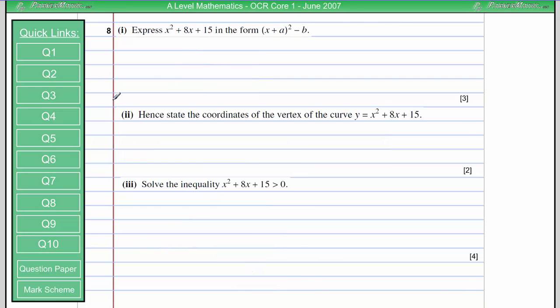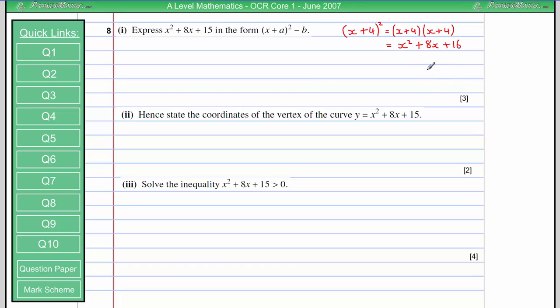Question 8, part 1. Express x squared plus 8x plus 15 in the form of a square bracket which contains x plus a, and then subtract b. Before I start this, I'm just going to have a look at what happens when you expand the square bracket x plus 4. So x plus 4 in a bracket squared. That's the same as x plus 4 in one bracket multiplied by another bracket the same. And we've done this earlier in the paper. That would give us x squared plus 8x plus 16.